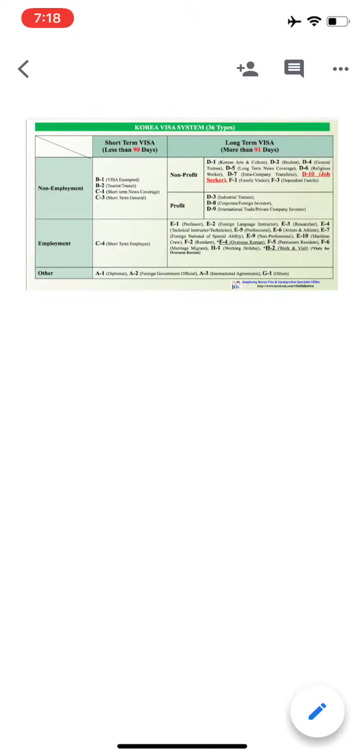Okay, there are lots of visa types in Korea, around 36 types. They start from A to H, 8 categories in total: A, B, C, D, E, F, G, H type visa.